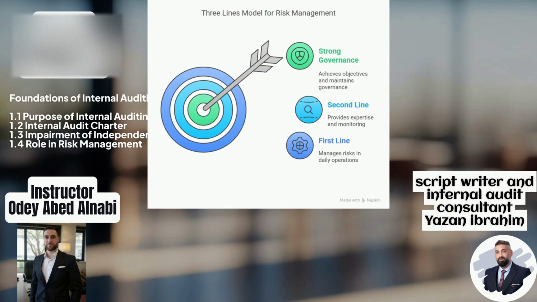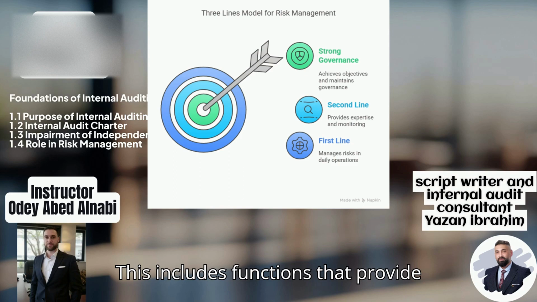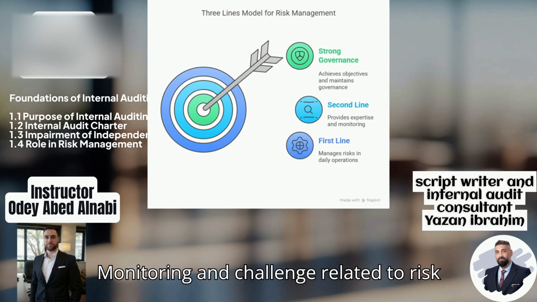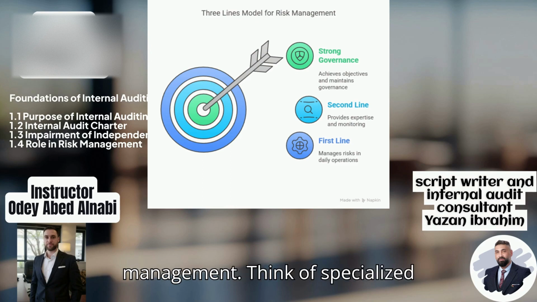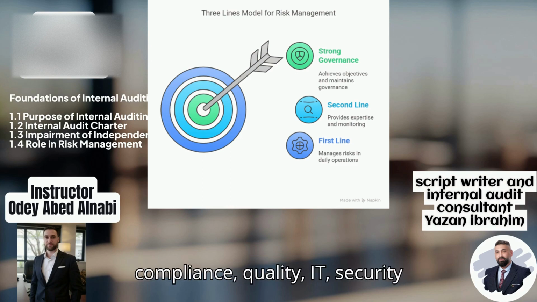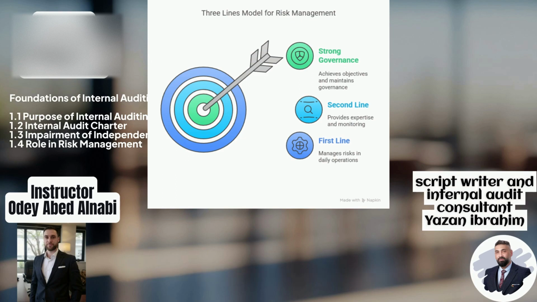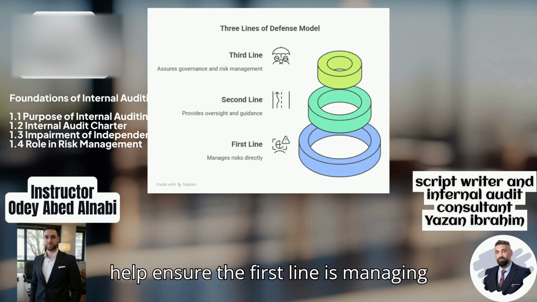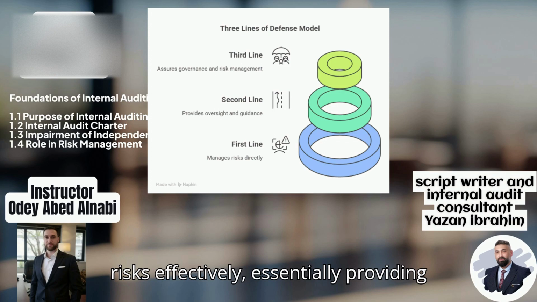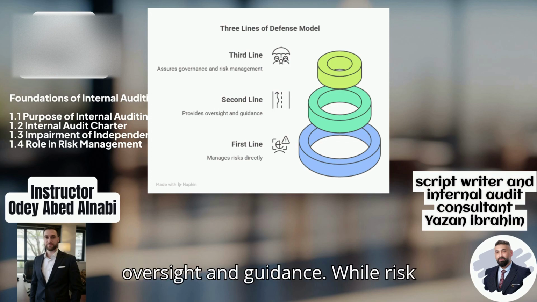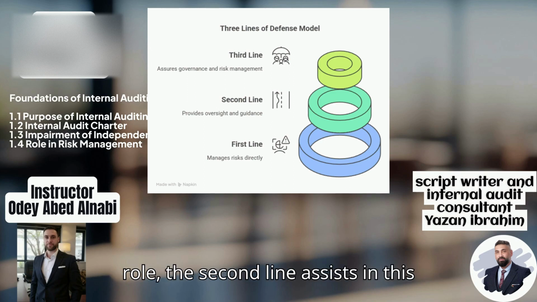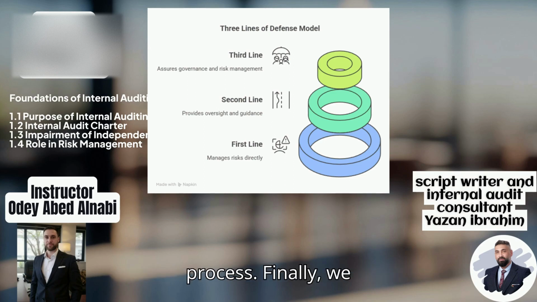Next comes the second line. This includes functions that provide specific expertise, support, monitoring, and challenge related to risk management. Think of specialized departments like risk management, compliance, quality, IT security, or an enterprise risk management, ERM, function. They help ensure the first line is managing risks effectively, essentially providing oversight and guidance. While risk management is fundamentally a first-line role, the second line assists in this process.